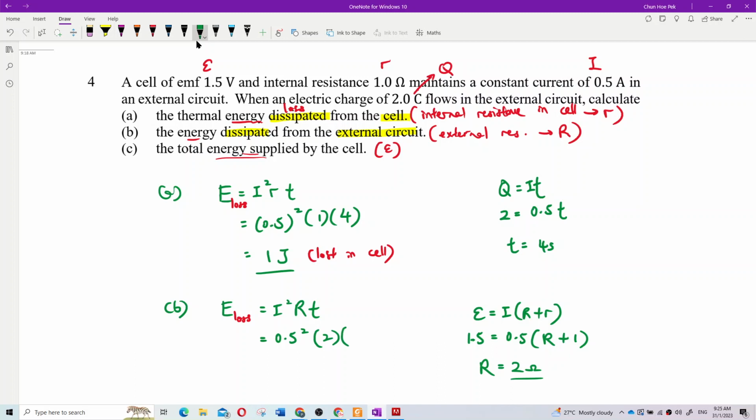Time taken. How much time is taken? 4 seconds just now, right? 4 seconds. So, okay, let's calculate. 0.5 square multiply 2 multiply 4.